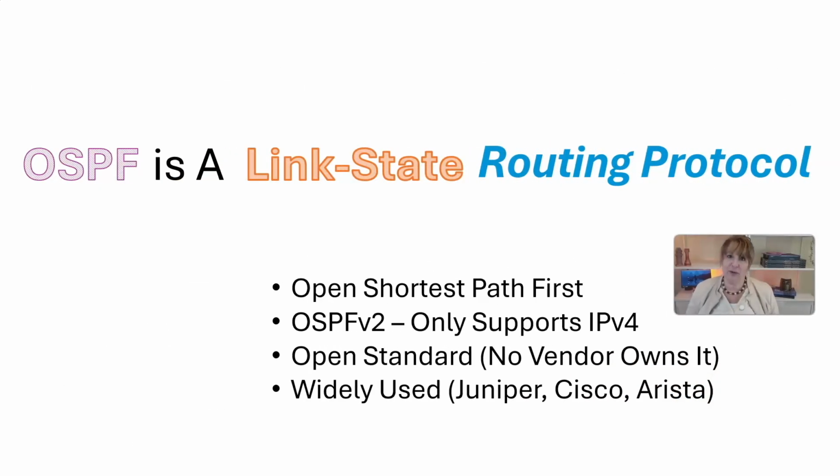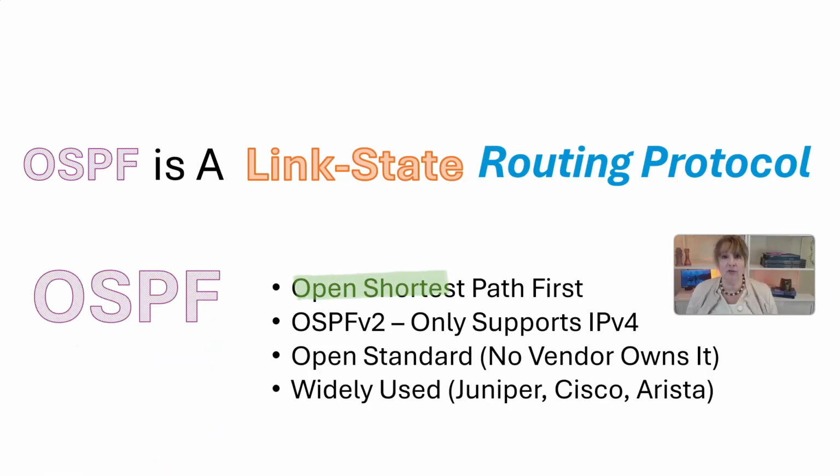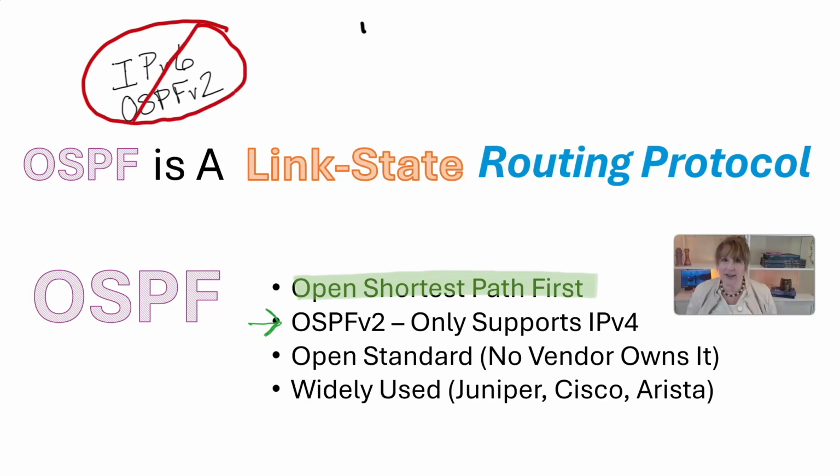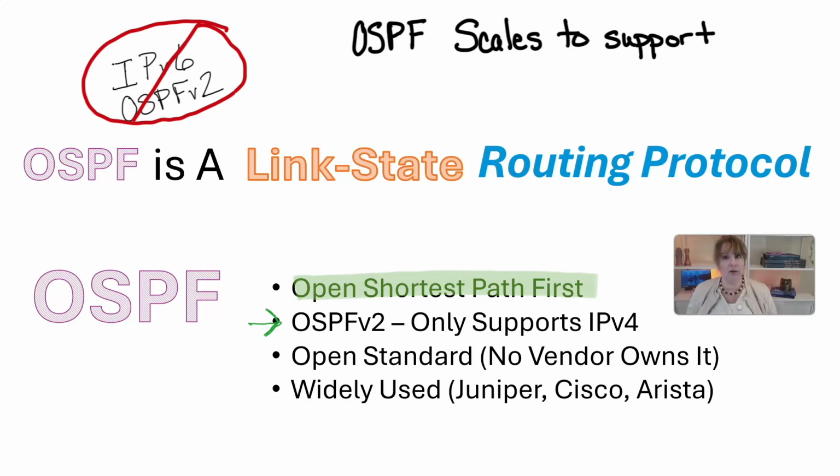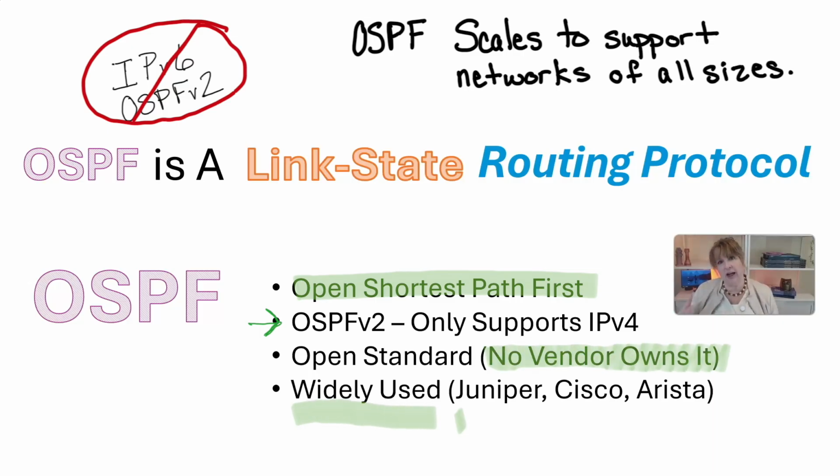OSPF stands for Open Shortest Path First. As I said before, there are a few flavors of OSPF. For now, we'll just be working with OSPF v2, which is commonly referred to as just plain OSPF. OSPF v2 does not support IPv6, but it is still one of the most widely used routing protocols and very important for you to learn. It is an open standard and scales extremely well, meaning that as your network grows, so too can OSPF.